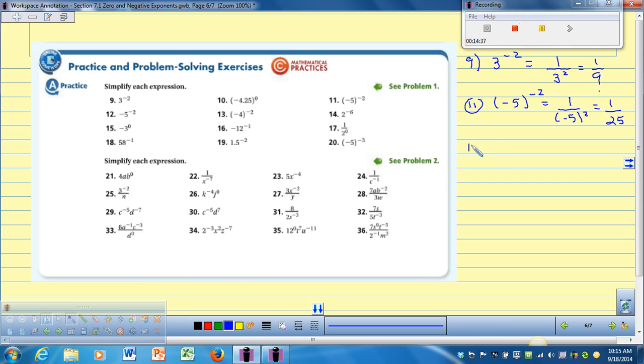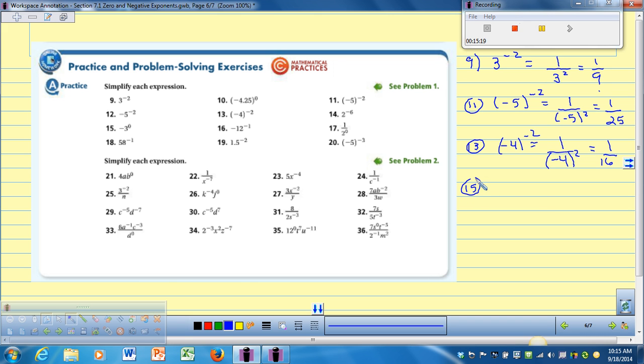All right, 13 is negative 4 to the negative 2. Is that what that says? I'm going to get closer and make sure. They really get tricky down here. Yep, I think that's right. And we already did one just like this. So what do we get here? 1 over, in parentheses, negative 4 to the positive 2, which is 1 over 16. Good. 15.